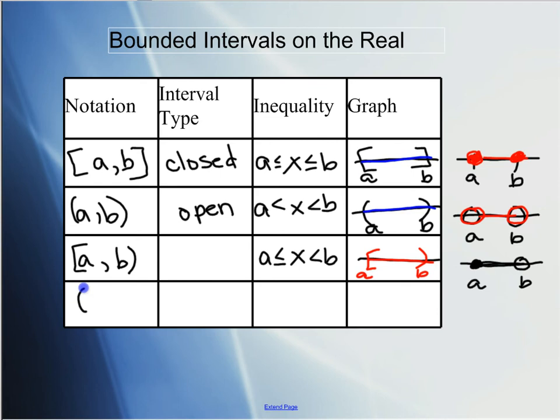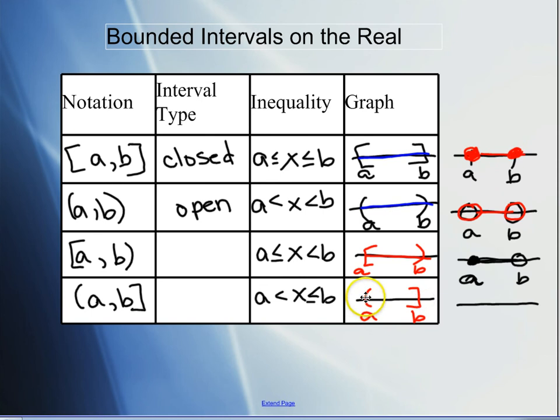And then finally we can go the other direction and have a parenthesis on the left and a closed bracket, a square bracket on the right. And that would be A is less than X is less than or equal to B. Parenthesis on the right, square bracket on the left. So this is everything between A and B, not including A, but yes, including B. And then on this side, we're going to do an open circle for the A and a closed circle for the B.